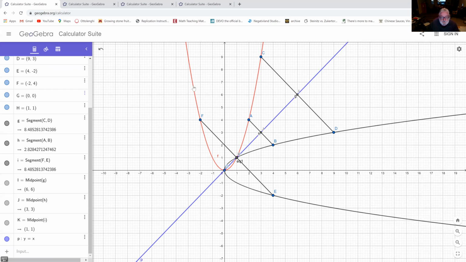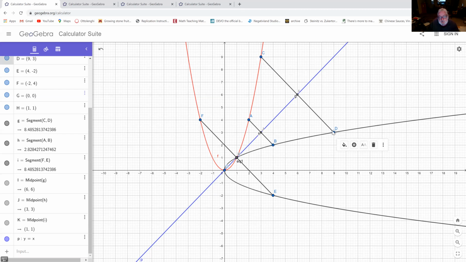So the red graph is y equals x squared. The black graph is x equals y squared, switching the x's and the y's. There are corresponding points on each graph, and the midpoint of the line segment connecting the corresponding points lies on the line y equals x.